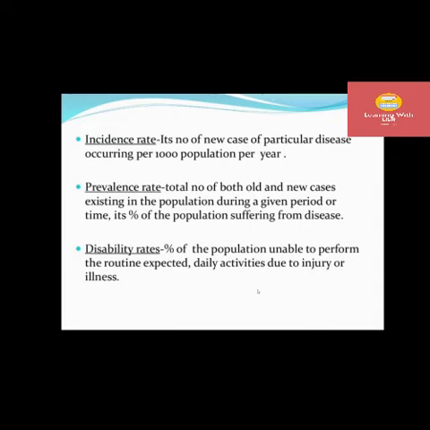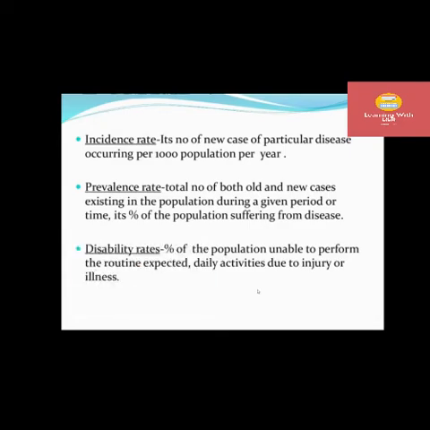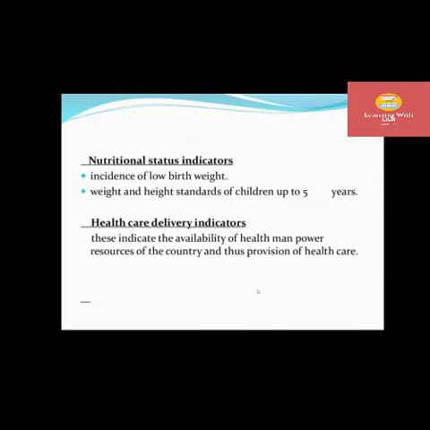Then prevalence rate: total number of both old and new cases existing in the population during a given period of time. It's the percentage of the population suffering from a disease, that is called prevalence rate. And disability rates: percentage of the population unable to perform the routine expected daily activities due to injury or illness, that is called disability rate. Then nutritional status indicators: incidence of low birth weight, weight and height standards of children up to 5 years.